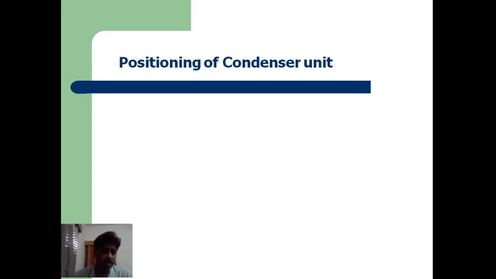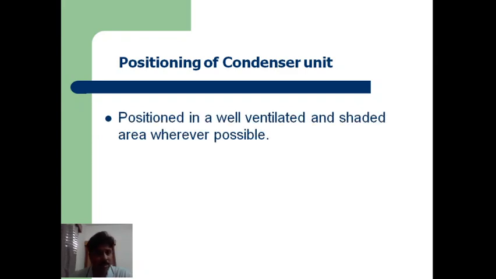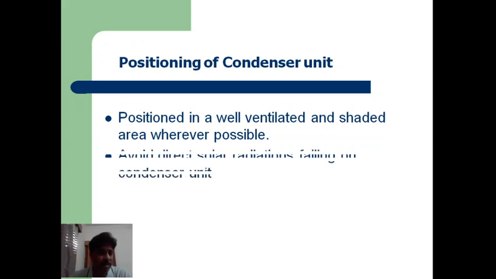Now, positioning of the condenser unit. The condenser unit is the rear side of the AC, and it dissipates heat to the surroundings. So the condenser unit should be positioned in a well ventilated and shaded area where there is no direct sunlight coming on its condenser coil. You should avoid direct solar radiation falling on the condenser unit.